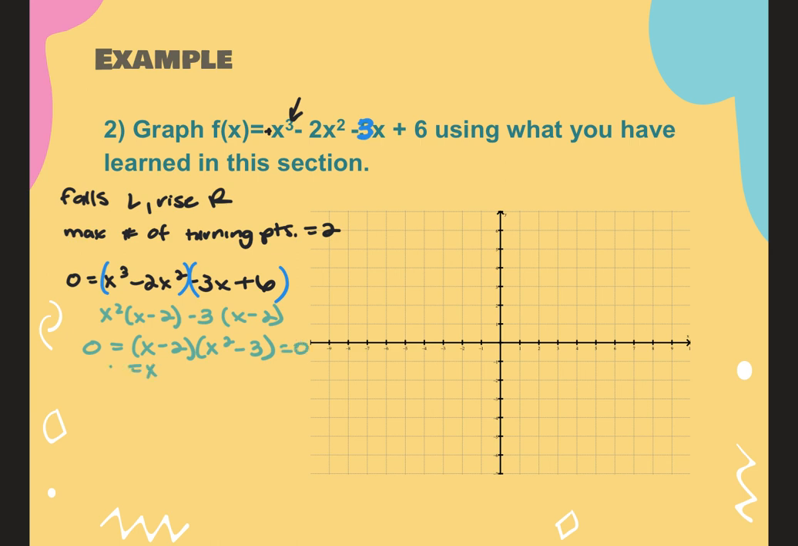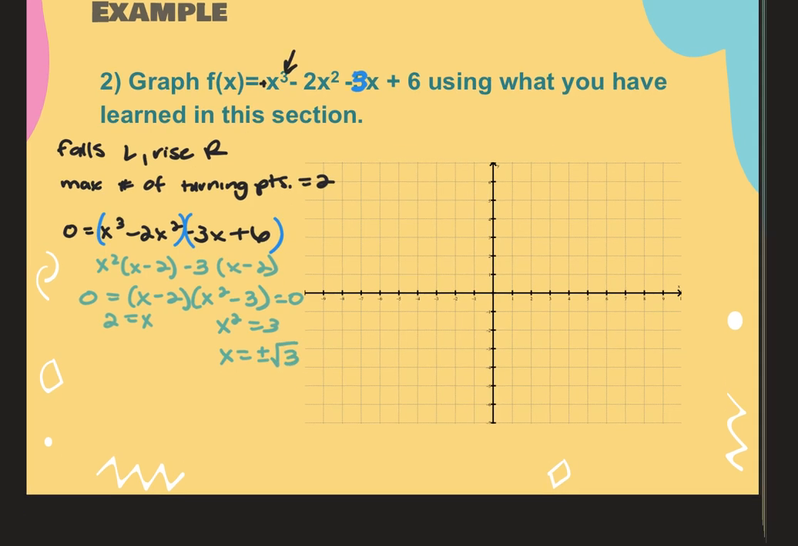I get x equals 2, x squared equals 3, square root both sides, and x would equal plus and minus the square root of 3. So there are 3 roots: negative square root 3, positive square root 3, if I put them in order of least to greatest, and positive 2. Each of these only occurs once, so the multiplicity is just 1. It's going to cross through each of these points. I'm going to approximate root 3, so let's say it's like 1.7, 1.8, so that I can graph it. I'm going to go to the graph. I'm going to find negative 1.7, positive 1.7, and positive 2.